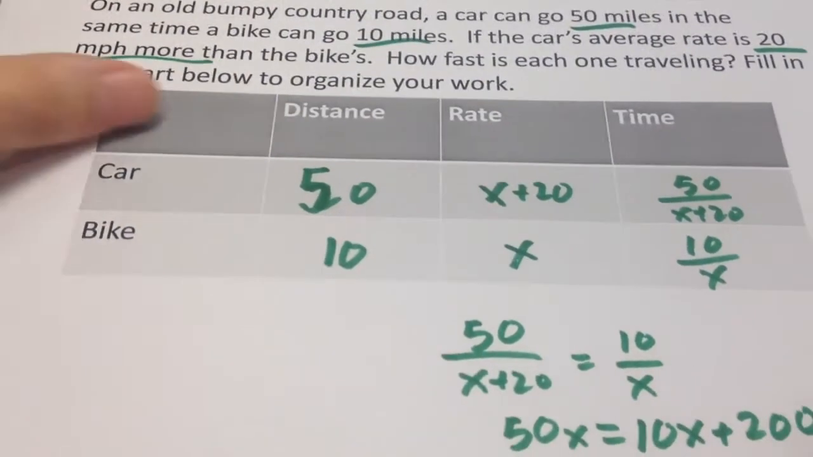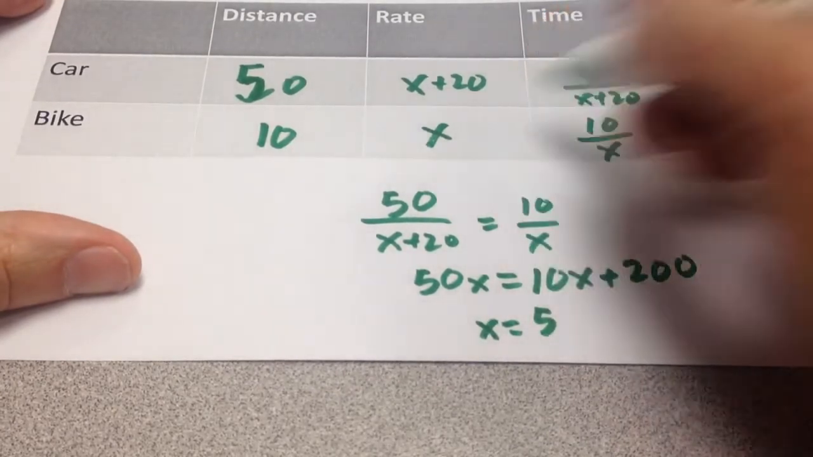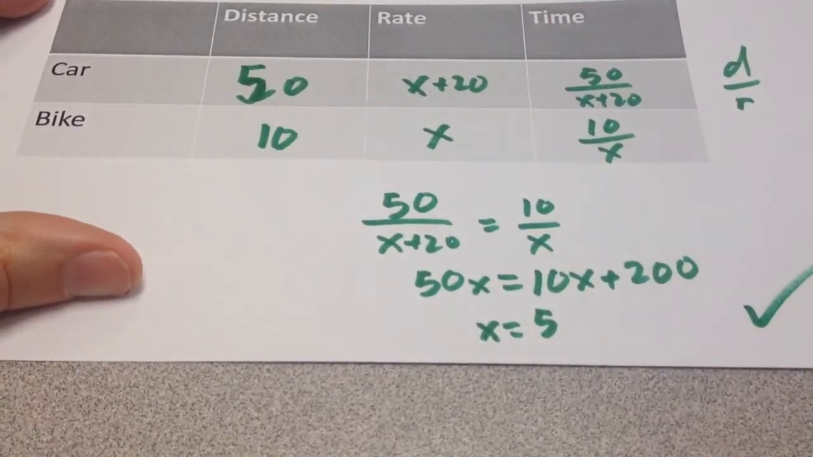I'm running out of time. I'm going to stop it there. And so 25 for the car, 5 for the bike. That all checks out.